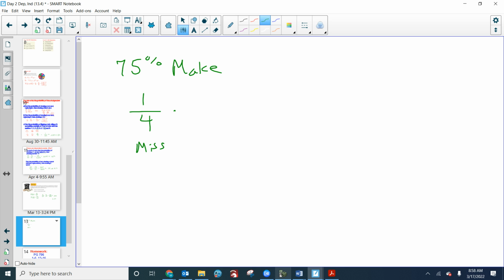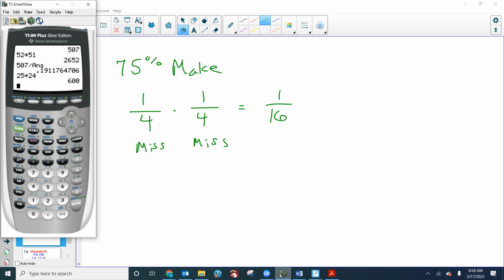Times, now are these independent or dependent? Independent. Now we're not going to get into the psychology of it. Oh, I missed the first one, and it gets into your mind. We're not going to talk about that. All right, take that out of the equation. If their probability is 75%, okay, they got ice water running through their veins. That's not healthy. Don't do that. Then there's also another 1 out of 4 chance they miss the second one. So 1/16 that they miss both. So a 6.25% chance they would miss both.